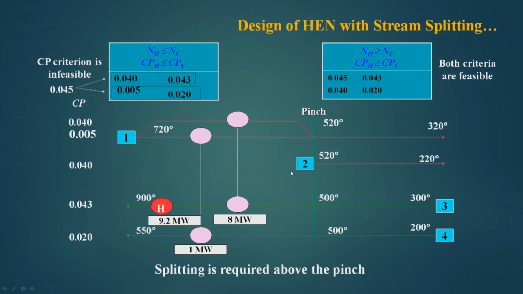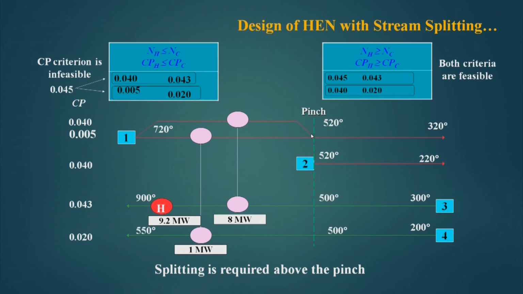Now, if I see this part, this is 720 to 520, 720 minus 520 into 0.04 comes out to be 8 megawatt. That means this stream has a capability to give 8 megawatt. So, the complete capability of this stream has been passed on to this 8 megawatt. So, this is ticked off and this part is ticked off.